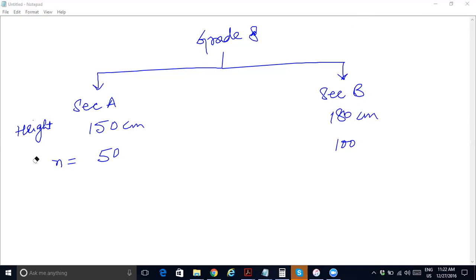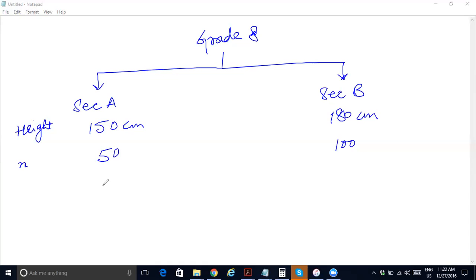Now, what will be the average height of students in grade 8? You find the average height in section A, and then you find the average height in section B, and then you add them. So average height in section A is already given as 150 centimeters. Oh, okay. So you find the sum then. How? 150 times 50. Perfect.